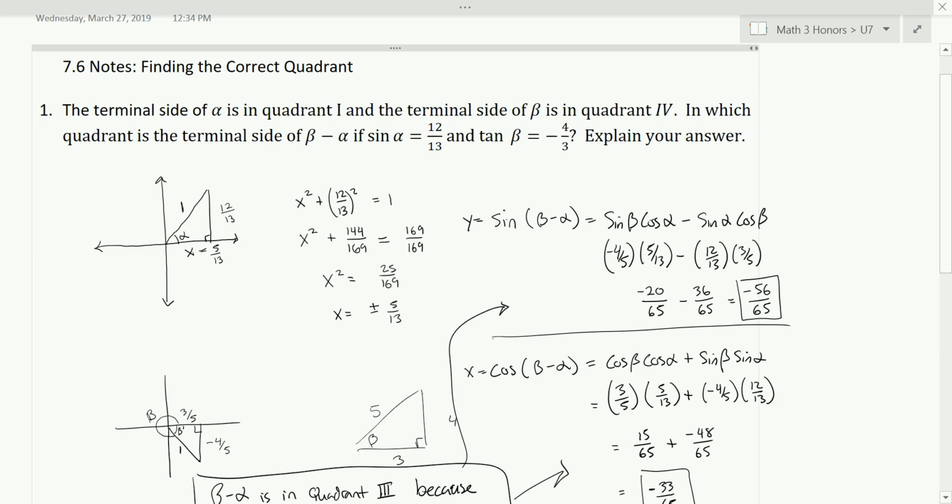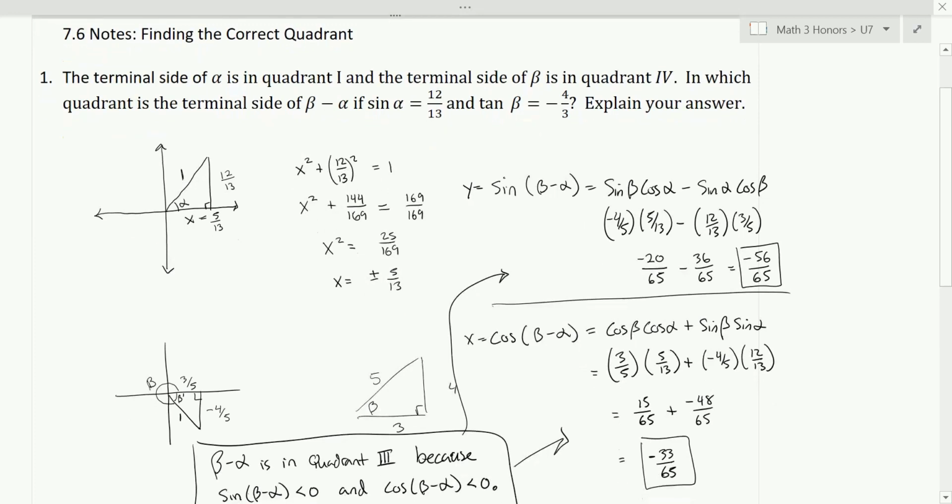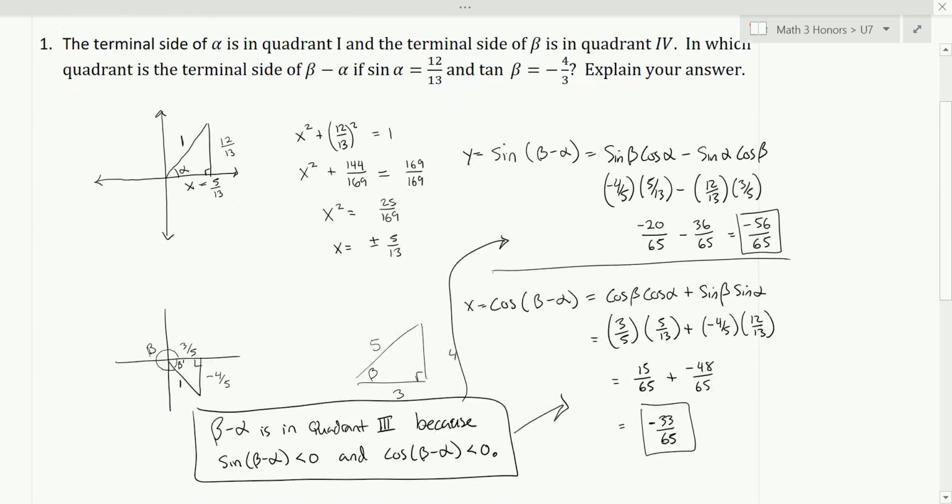what quadrant will I be in? Our method for figuring that out was to find the sine of beta minus alpha and the cosine of beta minus alpha. Because both the sine and the cosine are negative, and sine acts like your y value and cosine acts like your x value, they're both negative, so that would put us in the third quadrant. And then lastly, you have to finish off with a good explanation with supporting work. An explanation like this, beta minus alpha is in the third quadrant because sine is negative and so is cosine, would be a good, sufficient answer.